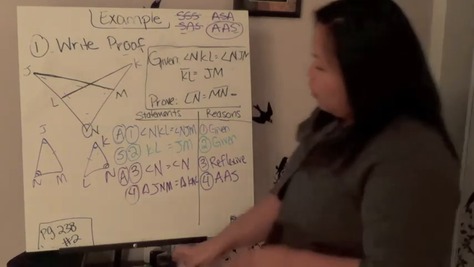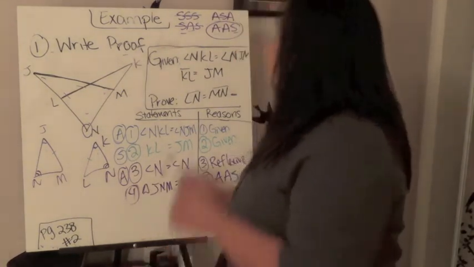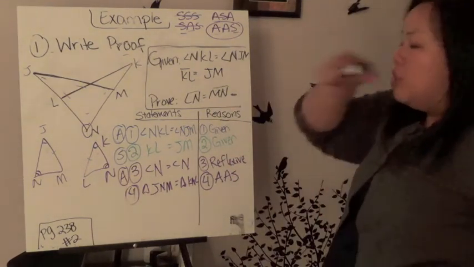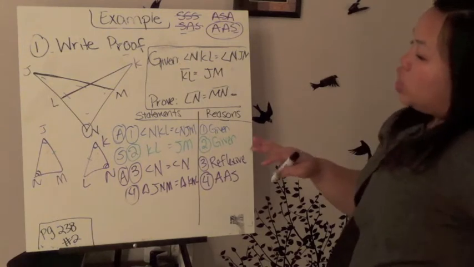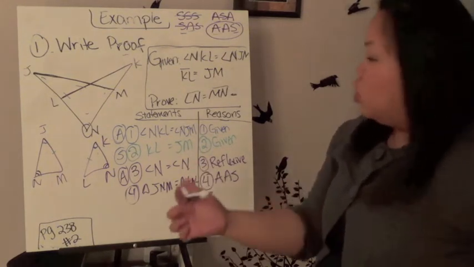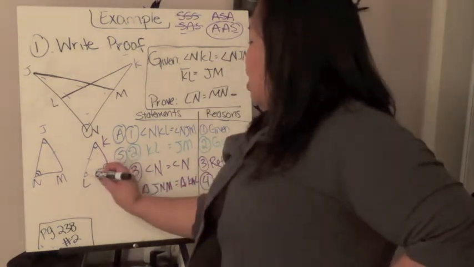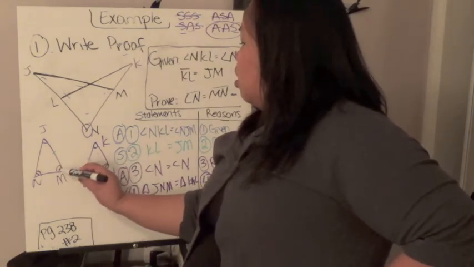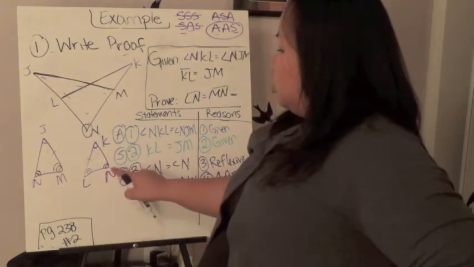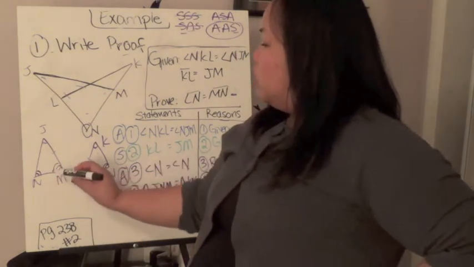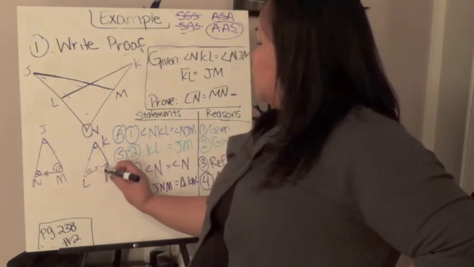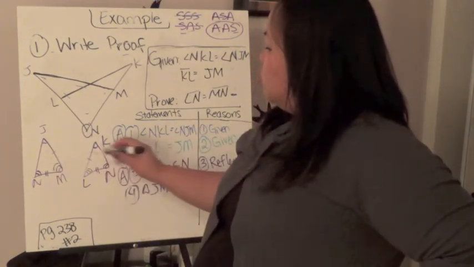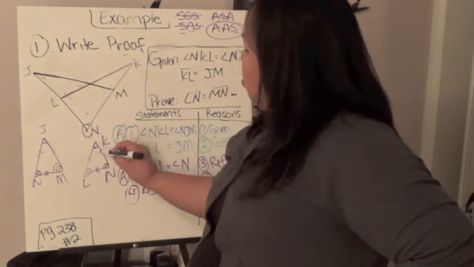Now, I've proven these triangles congruent, but it's not asking me to prove that they're congruent. It's asking me, in fact, to prove these specific sides are congruent. But now that I've proved these triangles congruent, I can assume everything else is congruent because I've used a shortcut. So angle L is also equal to angle M. You see this is 2 to 3, this is 2 to 3. So this side is equal to this side. This is 1 and 2, 1 and 2. So this side, 2, 3, is equal to this side.